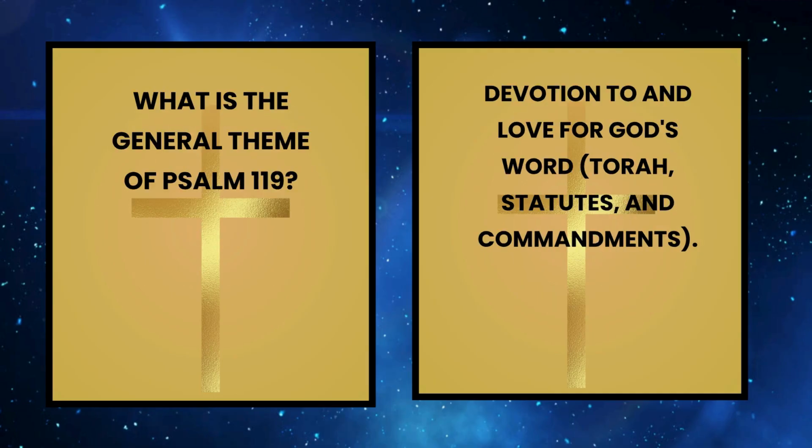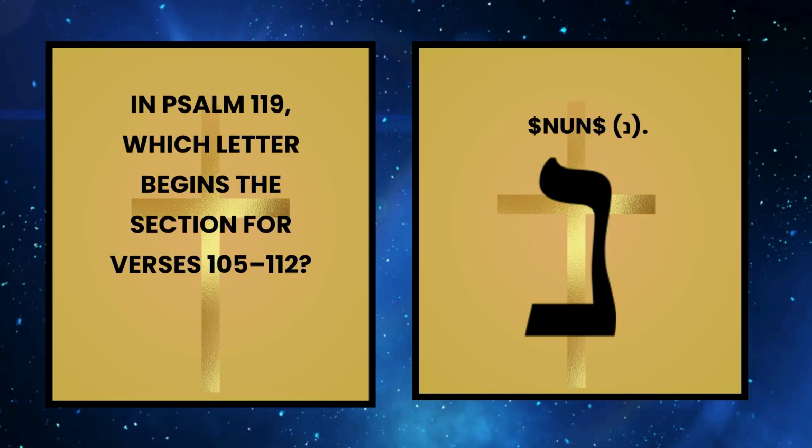What is the general theme of Psalm chapter 119? The theme is devotion to and love for God's Word, including the Torah, statutes, and commandments. In Psalm chapter 119, which letter begins the section for verses 105 to 112? The letter Nun begins this section.